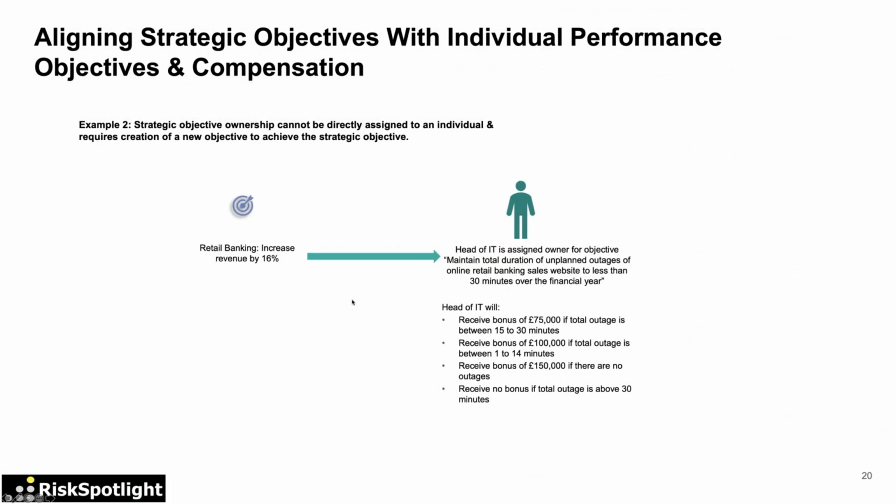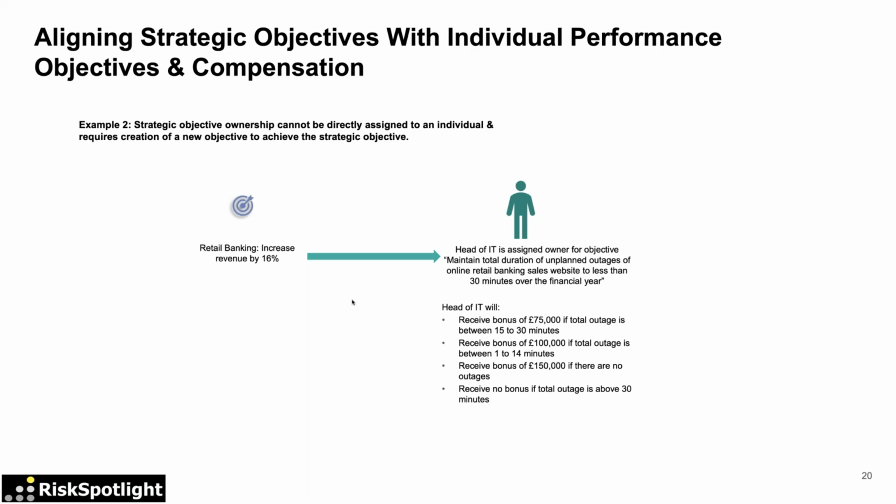And you can't do that clearly for all the heads of the department. So in this case, if you have the head of IT, we can't give the increased revenue target to the head of IT because they are in the support function, they are not in the direct value creation. So then you have to create a derived objective which the head of IT needs to achieve. So in this case, we give an objective that the head of IT needs to maintain that the unplanned outages of the online retail banking website is kept to less than 30 minutes over the financial year.